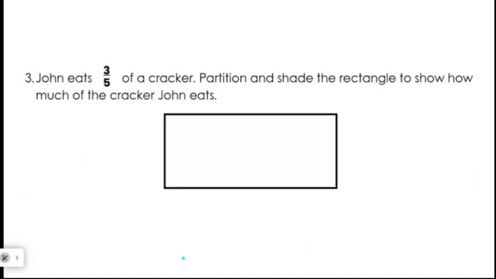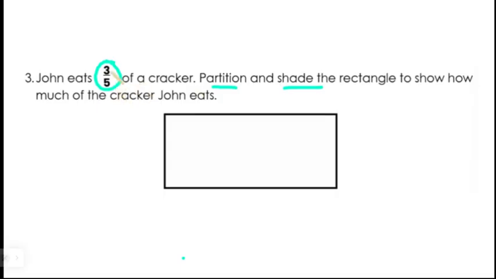Okay, now I'm on the back side of your practice worksheet. And it says, John eats 3/5 of a cracker. Okay, so this is his cracker. This is the whole cracker. But it says that he only ate 3/5 of it. Partition and shade. So there's two things that we need to do. We need to partition and shade the rectangle to show how much of the cracker John eats.